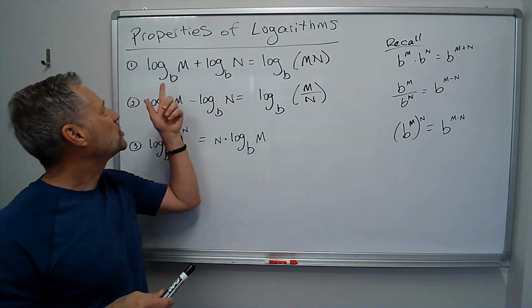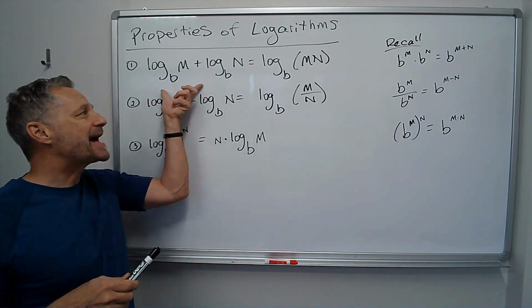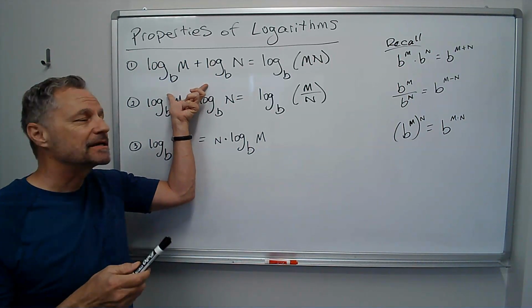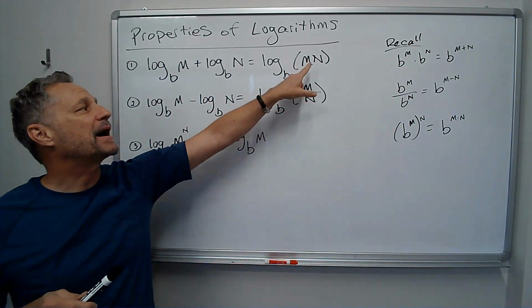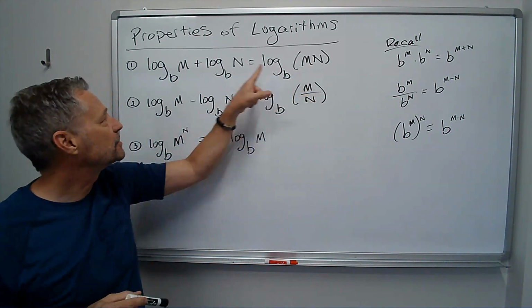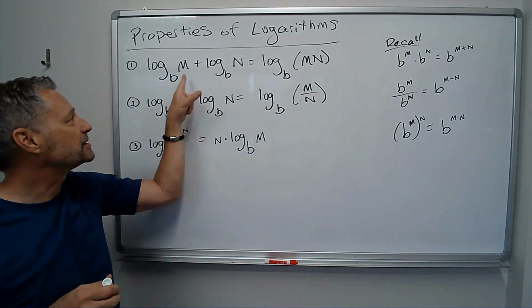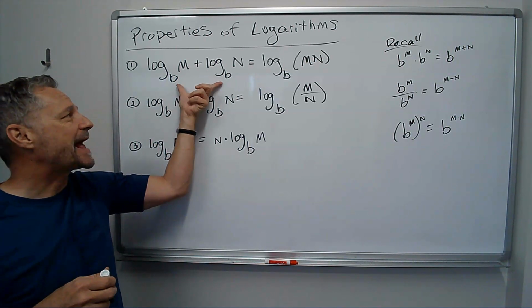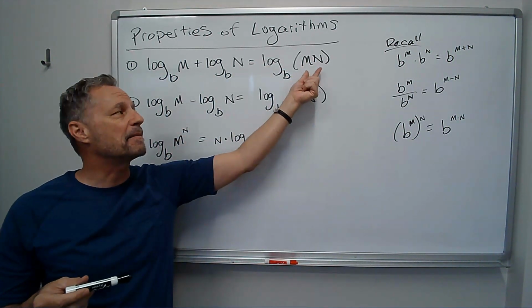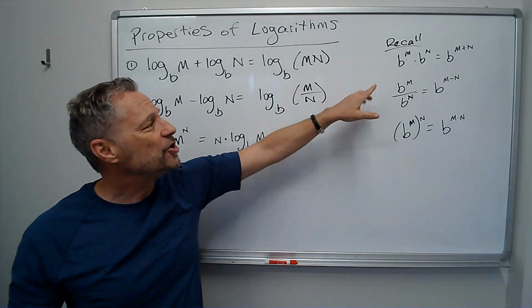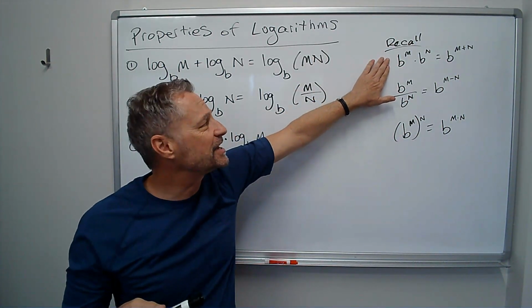Okay, so if I've got two logs, I'm adding two logs with the same base, I can combine those to a single log with that same base by multiplying the arguments together. Remember, this is the argument, that's the argument, that's the base. So when adding two logs with the same base, I can write it as a single log by multiplying the arguments. Notice it's similar to properties of exponents.